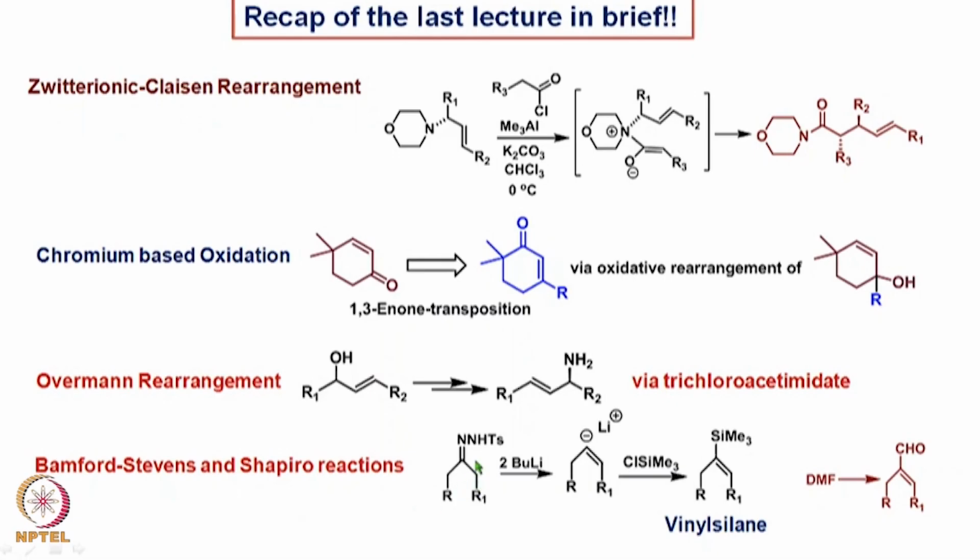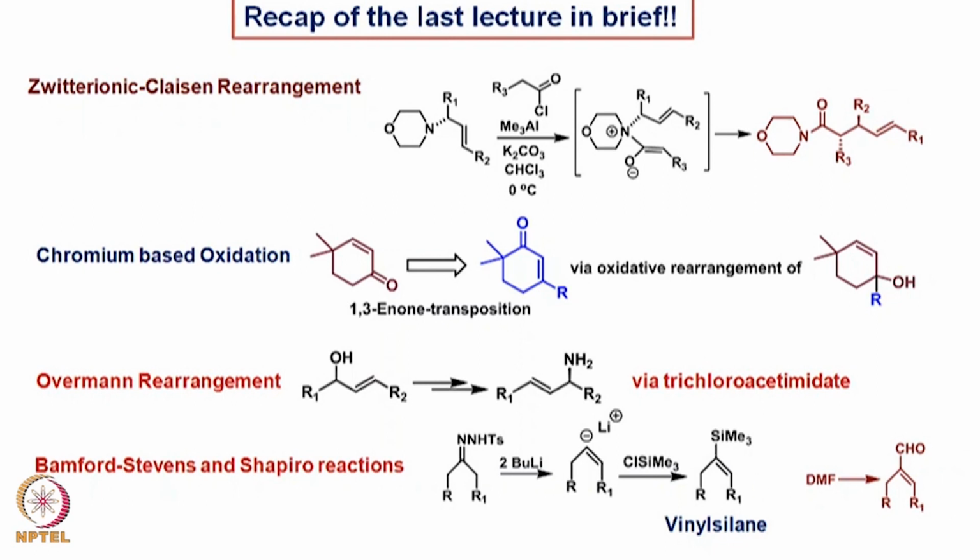Particularly the Shapiro reaction, which we discussed in the end, was basically converting a tosylhydrazone to the corresponding vinyl lithium or vinyl anion. First we looked at the reaction of this vinyl anion with DMF to form the corresponding vinyl aldehyde. Now it is possible to make use of this vinyl anion to react with chlorotrimethylsilane and generate a very important intermediate, which is a vinyl silane.